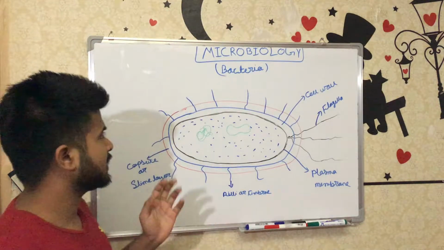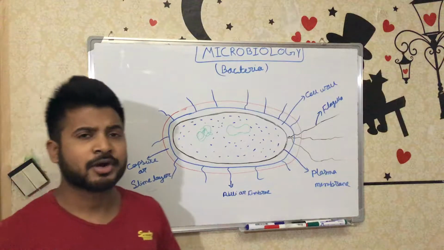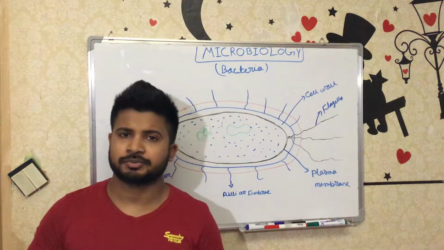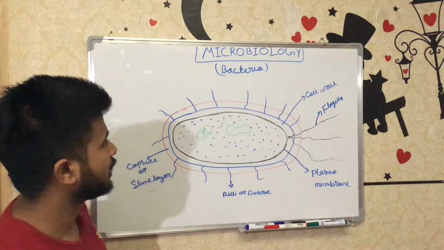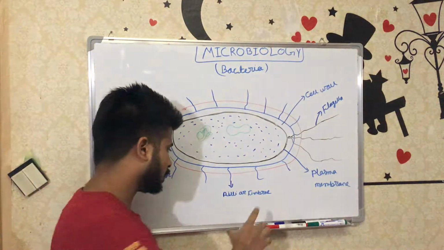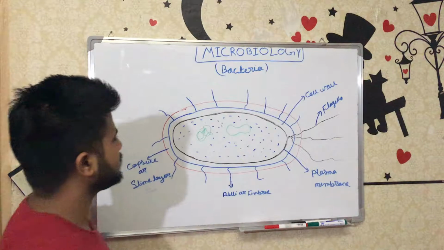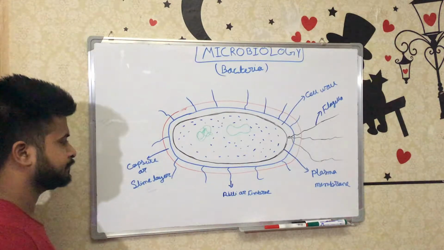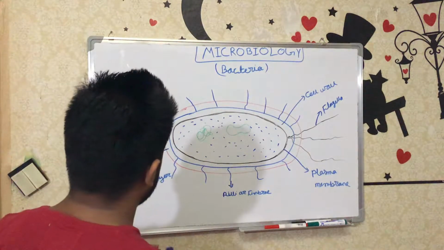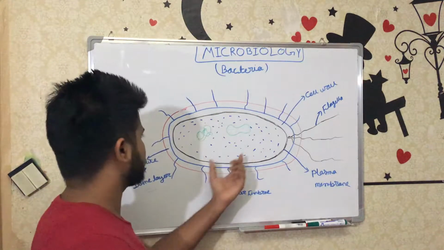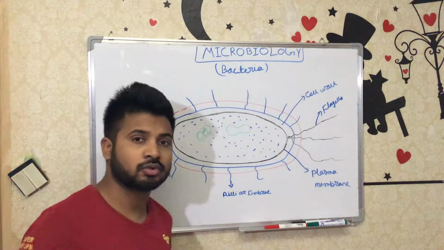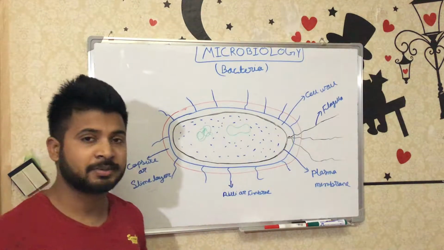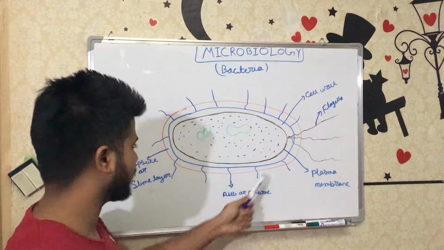So first of all, what is bacteria? Bacteria are a large domain of prokaryotic microorganisms, because all bacteria are prokaryotic. You can see this is a very simple structure of a bacterium. This is the cell membrane or plasma membrane. The plasma membrane, as in our human body, is made of a lipid bilayer. So it is the same plasma membrane.